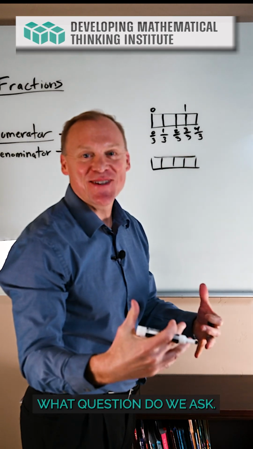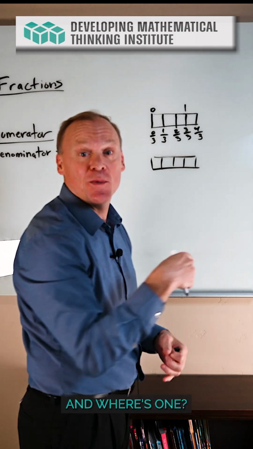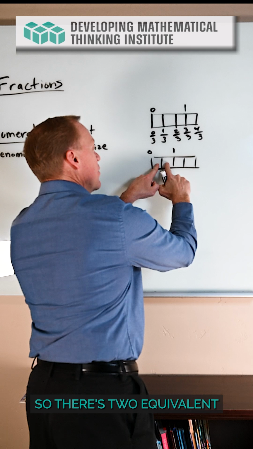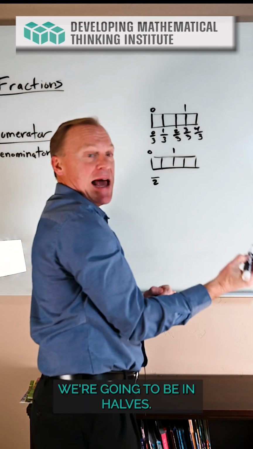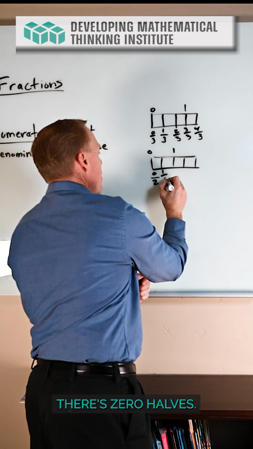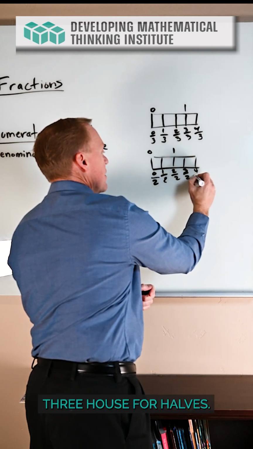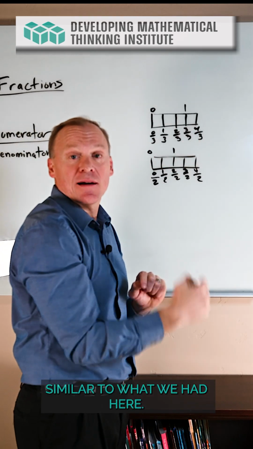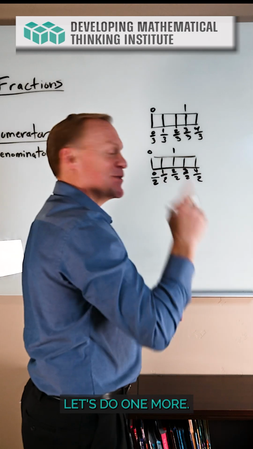Okay, what question do we ask? Or should we be asking? Where's 0 and where's 1? Kids are getting pretty good at this point. So there's 2 equivalent partitions, so that means we're going to be in halves. There's 0 halves, there's the 1 half, 2 halves, 3 halves, 4 halves. Again, we're counting 0, 1, 2, 3, 4, similar to what we had here, but we're counting in a different denominator, different unit size. Let's do one more.